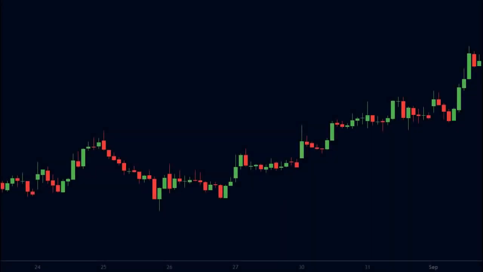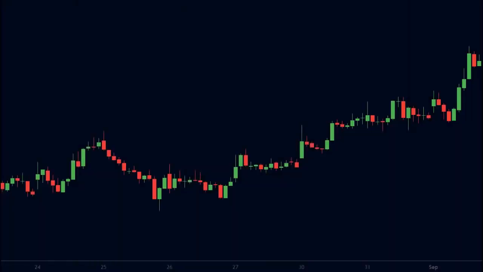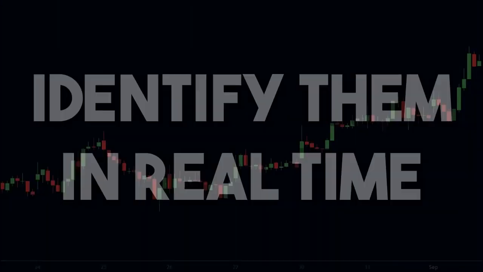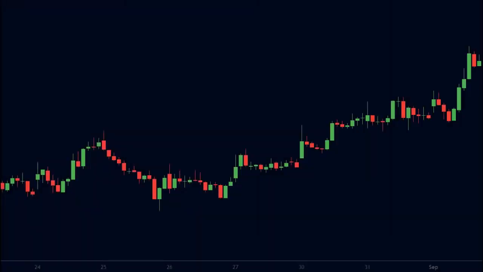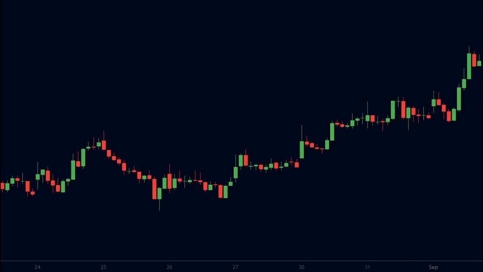pin bar candlestick. First, let's talk about the pin bar candlestick. Most of the traders on YouTube, including me, have shown you hundreds of candlestick formations that you can use in trading. The problem is, it is quite a job to remember all of them. And even more difficult to identify them in real time. So, in this strategy we will be using only one candlestick formation. That is the pin bar candle.